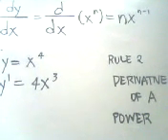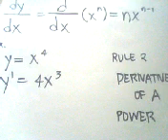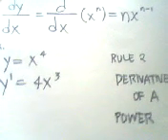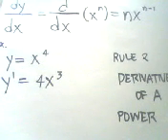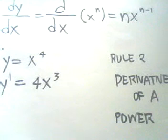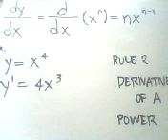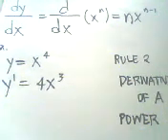The second rule is the derivative of a power. Y is equal to x raised to 4. Here, we will bring down the exponent and make it a numerical coefficient, and then the exponent is subtracted by 1. So the derivative of x to the 4 is equal to 4x cubed.